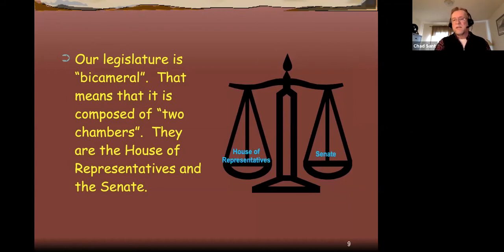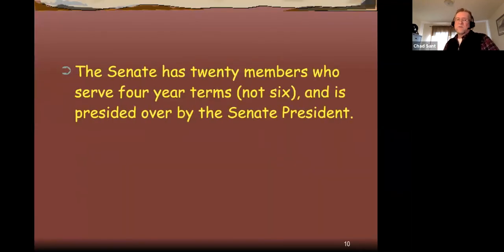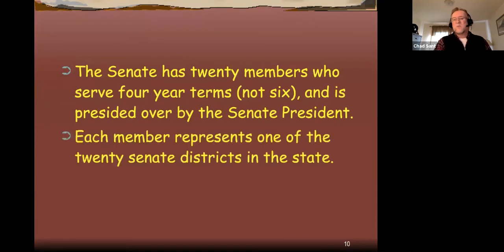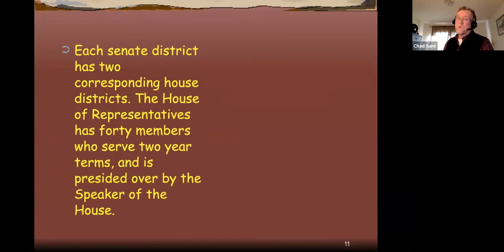So we have the representatives and the Senate. The Senate has 20 members who serve 4-year terms as opposed to 6-year terms, which national senators do. And it's presided over by the Senate president. That's important to remember. So the person that calls the shots gets to decide which bills are considered, which can be yanked at any time, including later on when they're having their floor debates. And each member represents one of the 20 Senate districts in the state. So they've divided Alaska up into 20 districts.